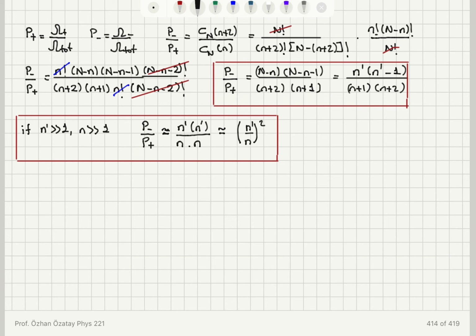Since the probabilities are equal to the number of accessible states that obey the constraint divided by the total number of accessible states, according to our postulate of equal a priori probabilities, then the ratio of the probabilities will be the ratio of combinations of capital N objects taken n plus 2 at a time divided by taken n at a time. So this ratio, as we have seen here, is n prime times n prime minus 1 over n plus 1 times n plus 2. And in the limit, n and n prime much greater than 1, it simply becomes n prime over n squared.